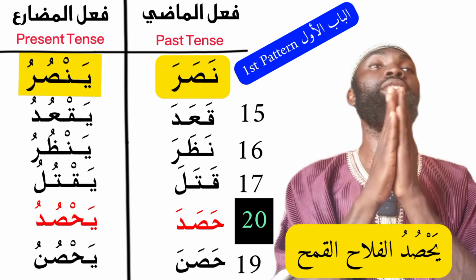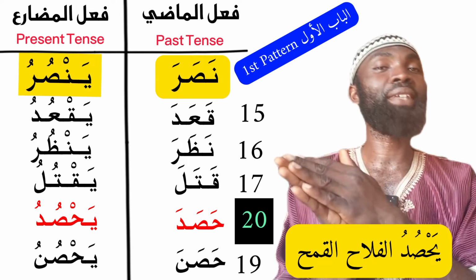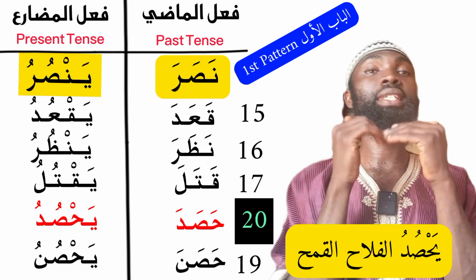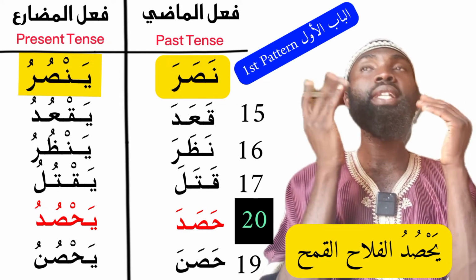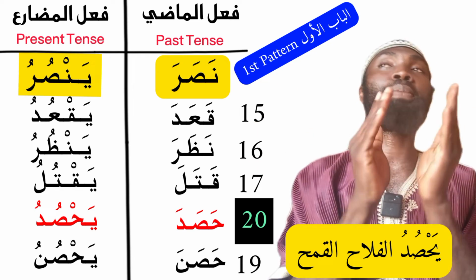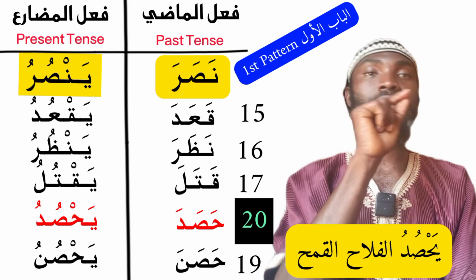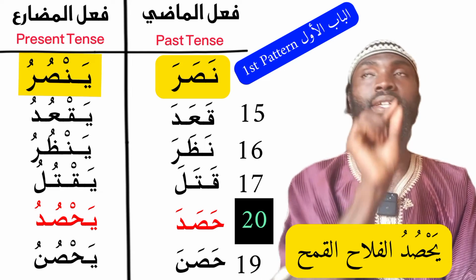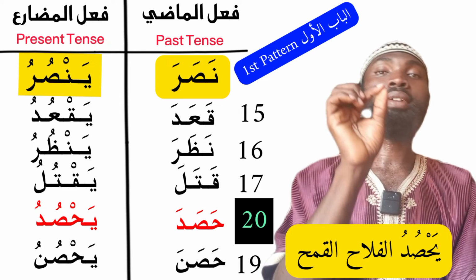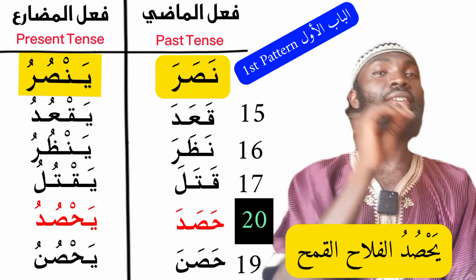So we can see all of these 20 words brought to you fall under this pattern, and you can get more words when you start reading or searching your dictionary, or when you listen to native speakers. What is particular to this pattern is that the second letter of the past tense has fatha all through, while in the present tense, the second letter will carry dhamma. So the pattern nasara yansuru has a lot of examples.